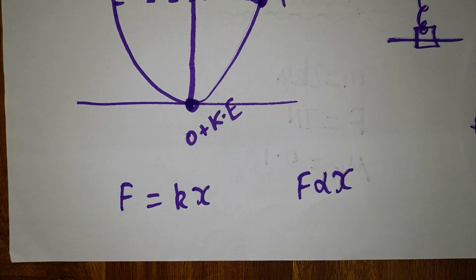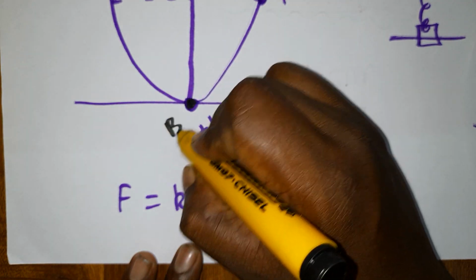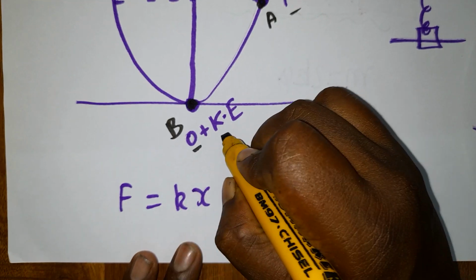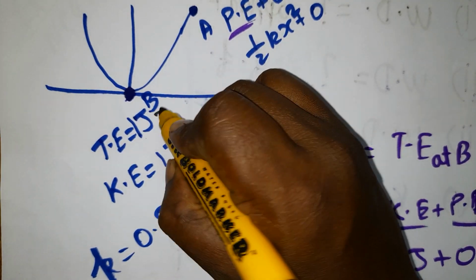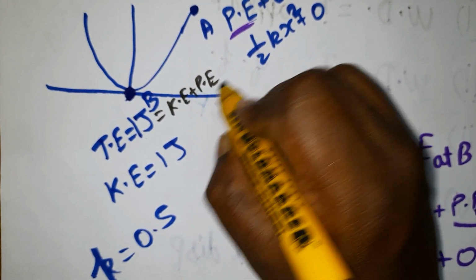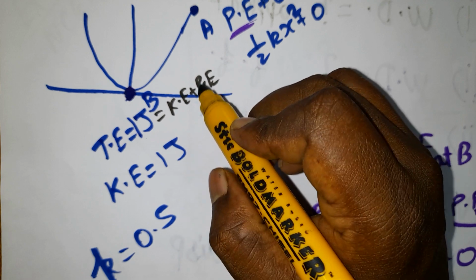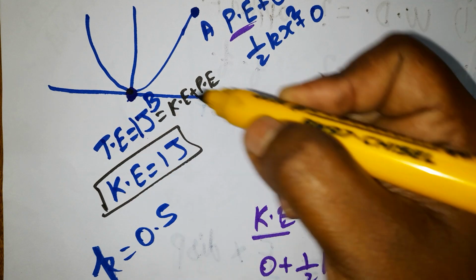Now I will do this problem. I have taken 2 points, A and B. At point A, potential energy is maximum, kinetic energy is 0. At point B, potential energy is 0, kinetic energy is maximum. Total energy is kinetic energy plus potential energy. Here the potential energy is 0, there is no energy stored at the mean position. Only kinetic energy is there. Total energy is given as 1 joule, so at this point kinetic energy is 1 joule.